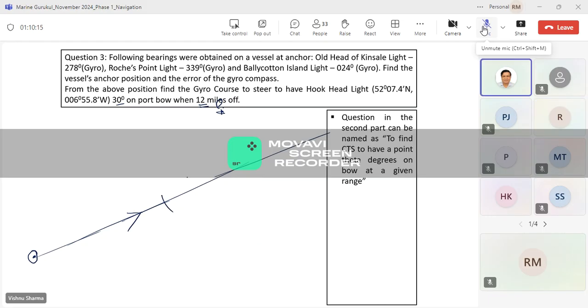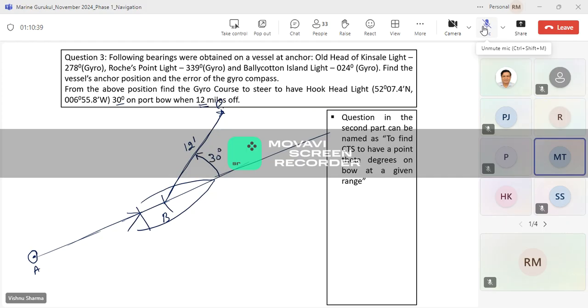then when I reach this point, let us say A, B, when I reach point B, my ship will be like this, steering this course. What will be the bearing line of the Hook Head? This will be the bearing line of the Hook Head. This distance is 12 miles. What is this angle? He wants this angle to be 30 degrees. This is what he wants. So let us say this is X. X to B is 12 miles and this theta he wants is 30 degrees.